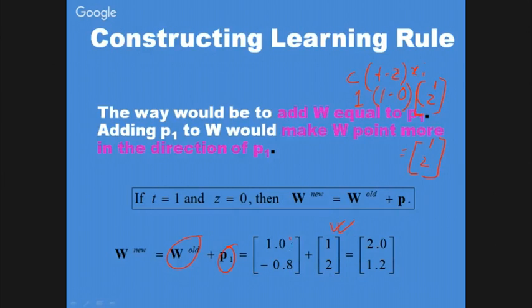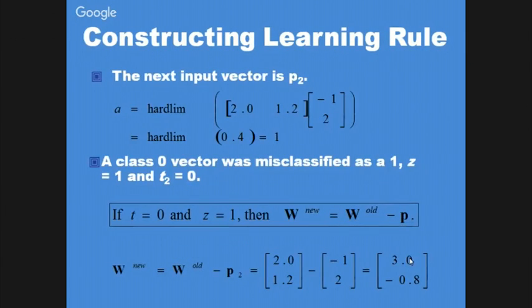So we have taken 1 and minus 0.8 row-wise, and we have done the plus, and this is our new weights, that is your 2 and 1.2. Now this is our new weight. Now for the second pattern, that is your P2, we are calculating for P2.